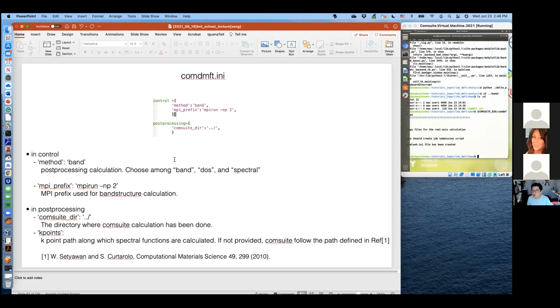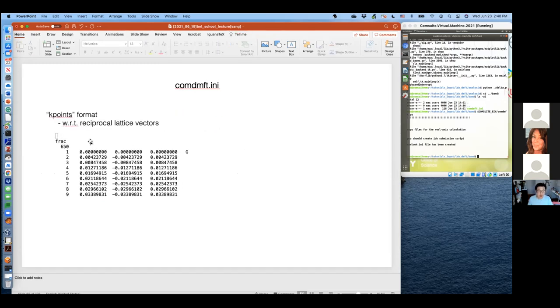At the same time, because it is a band structure calculation, you should provide the K point path. However, if you do not provide it, the code automatically gets the K point path, which is defined in this paper. But if you want to provide it manually, you can also do that. The format is the same as this. The first line is empty, and the second line says that the K path is fractional with respect to the lattice vector. This tells us that we have 650 K points, and this is the K point number, and this is the K point information.